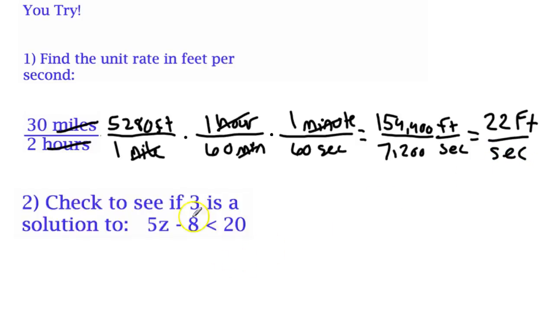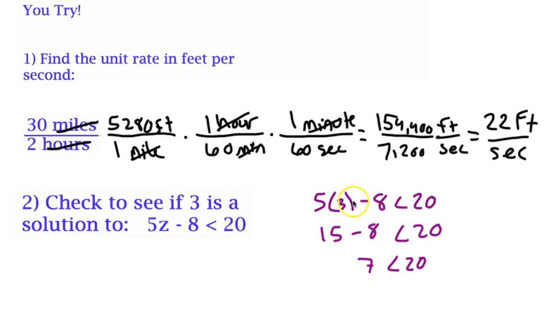per second. Now I want to check to see if 3 is a solution to 5z minus 8 is less than 20. So when I evaluate, I substituted the 3 for the z. So 5 times 3 is 15. I have 15 minus 8 is 7. 7 is less than 20, so that is true.